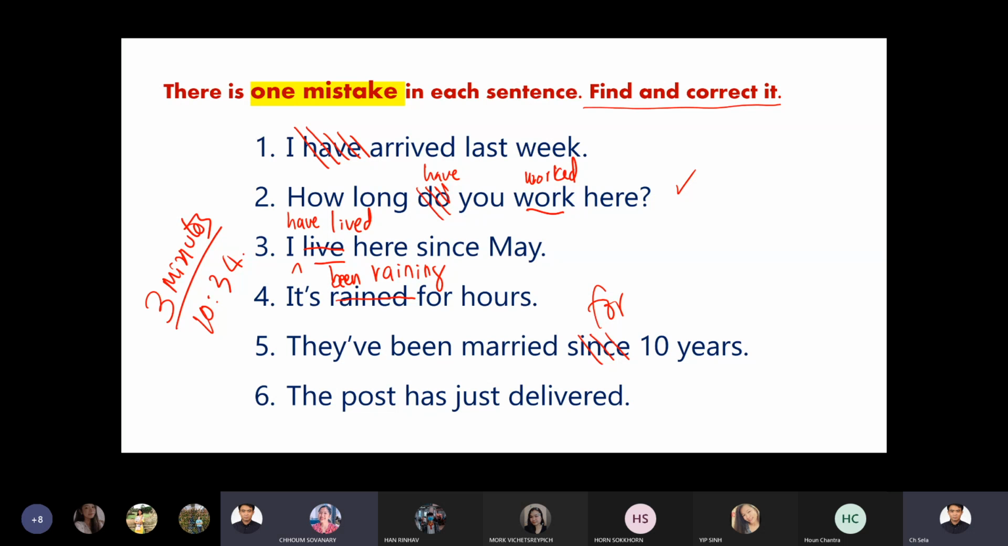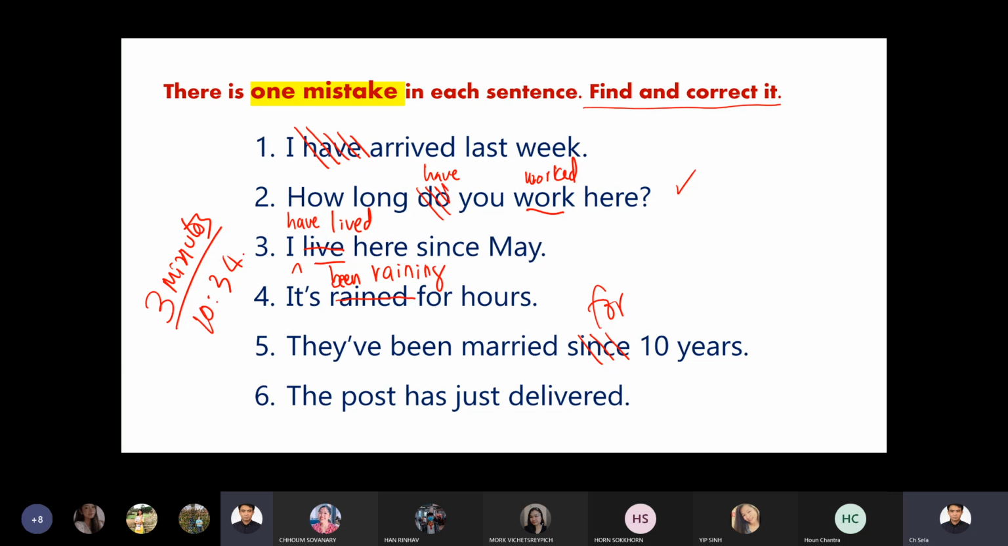Where's the mistake? The post just delivered. Has. Teacher, has yet. Has changed to what? Has the post just delivered. What is it? That's okay. Just think about it a moment. Don't rush. No need to be rushed, right?